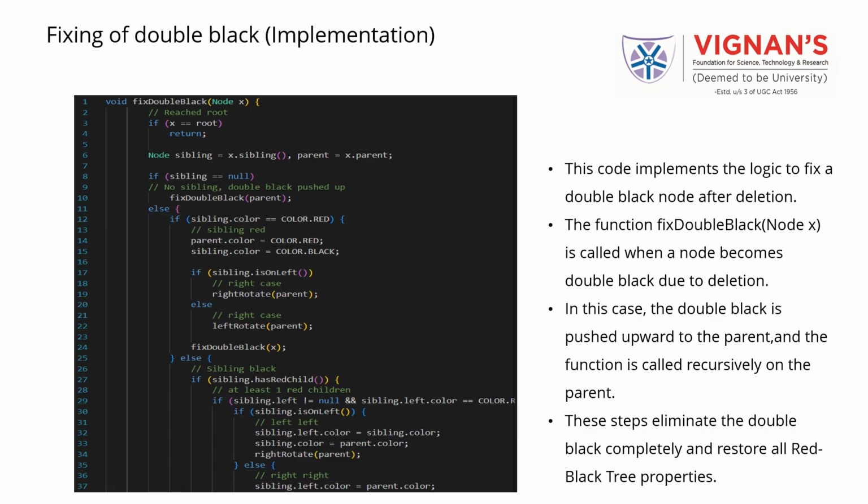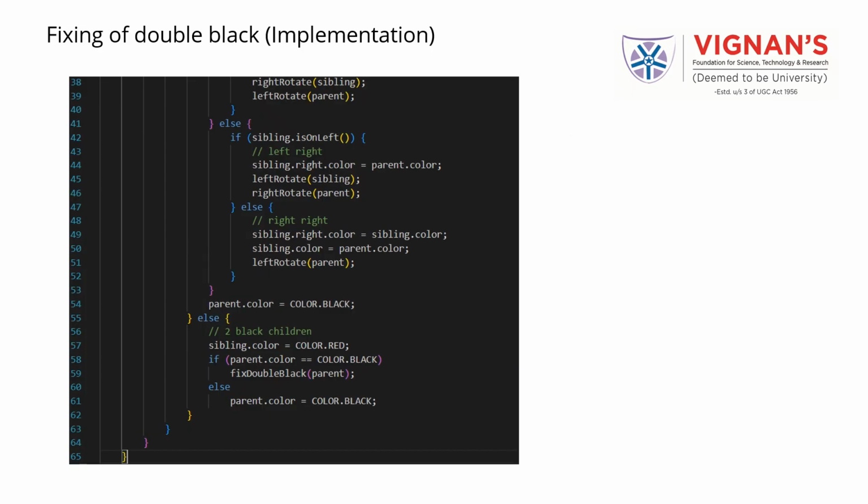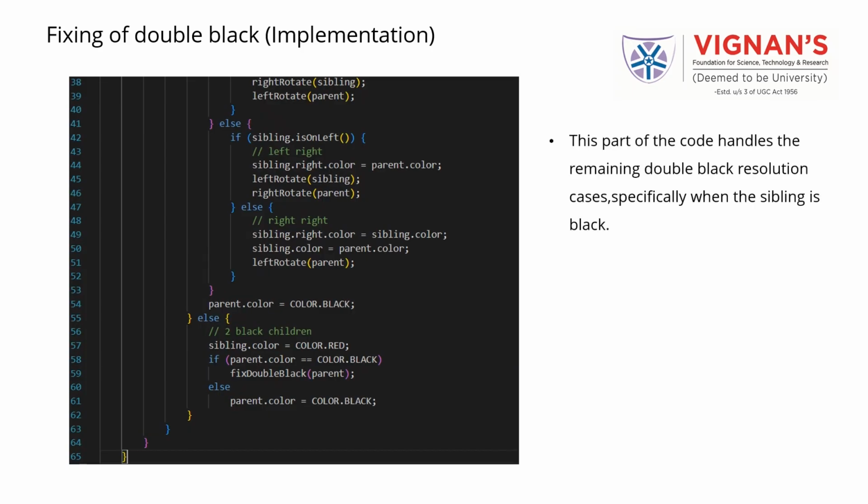Fixing of double black implementation. This part of the code resolves the remaining double black cases when the sibling is black. First, it checks whether the sibling is on the left or right of the parent to decide the correct rotation.